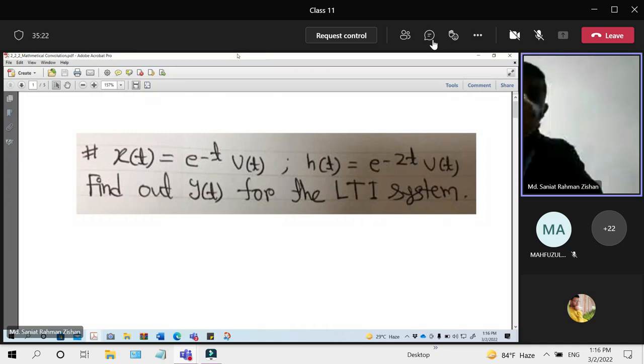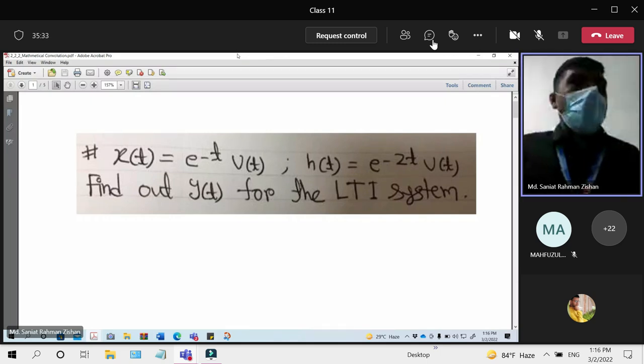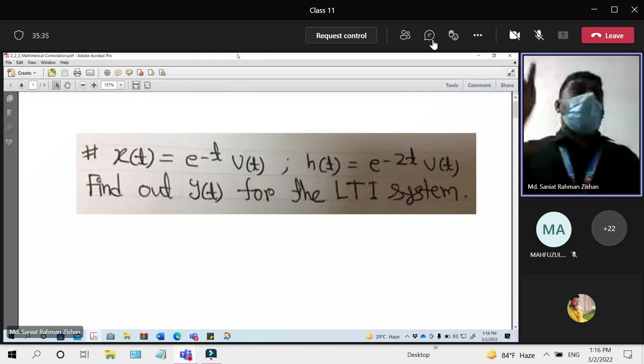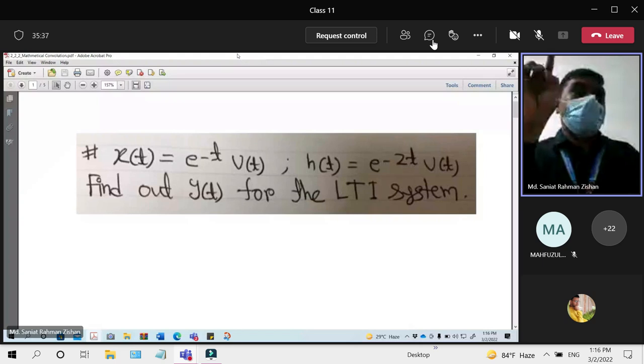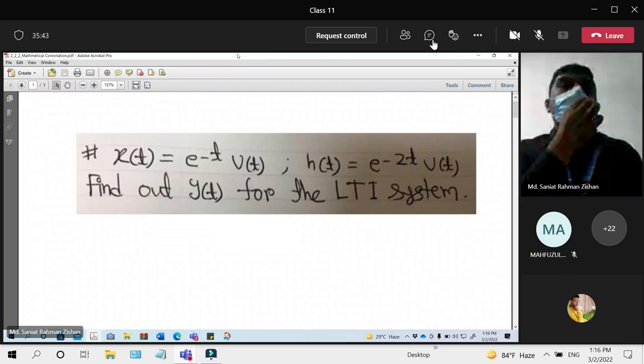But first of all, I'll be going through this problem quickly so that all of you can understand, at least you can get some idea. In the last 4 examples, the problems I solved, for all of them there was an impulse function. That's why we are able to apply the formula directly.